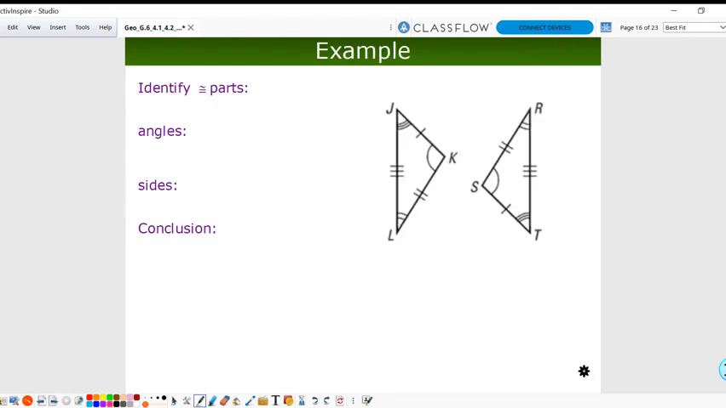Example: identify all of the congruent parts. So that includes angles, sides, and then let's see what kind of conclusion we have. Go ahead and pause the video.